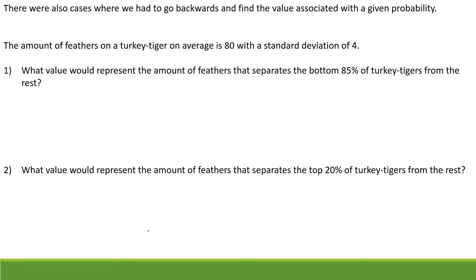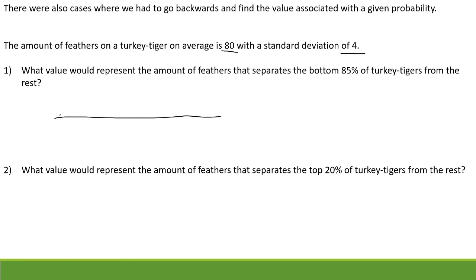So going backwards means you have your probability or your percentage, but you want to figure out what the z-score or the value is. Okay, we can do that. So let's say that the average amount of feathers on a turkey tiger is 80. The standard deviation is 4. We want to figure out what amount of feathers, what value, would represent the separation of the bottom 85% of the turkeys from the rest, or turkey tigers, I should say.